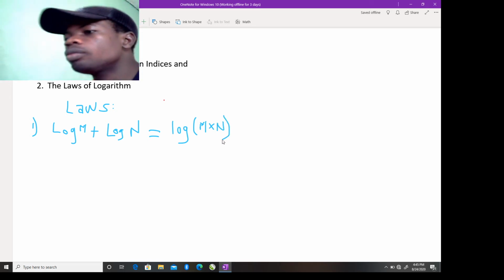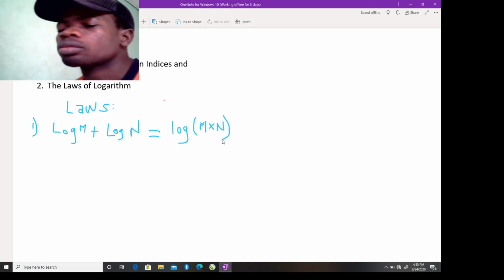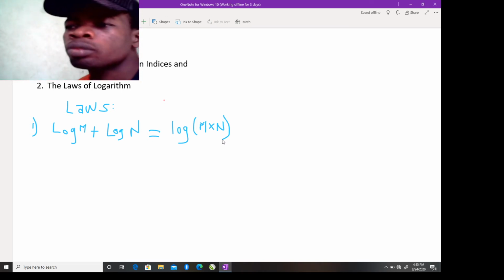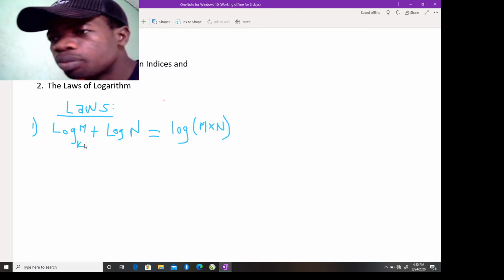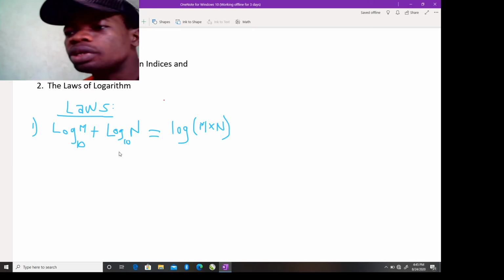Yes, m times n. This is what you are going to have. This is the multiplication law in logarithm. If there's no base here, whether they put a base or they don't put any base, it means they are in the same base. This is a base, this is a base. So this is the log itself.